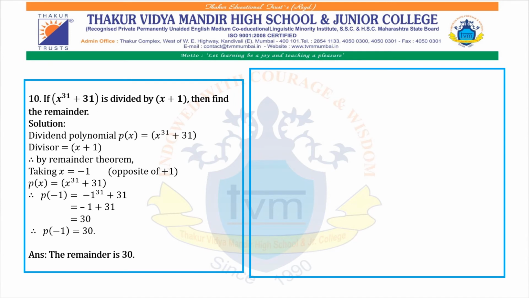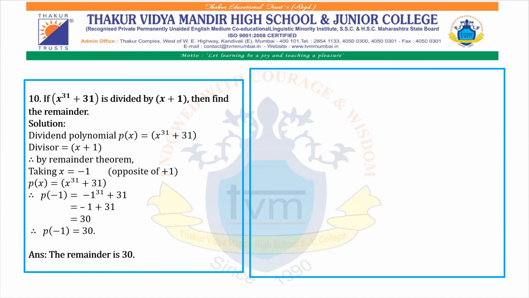Question 10. If x raised to 31 plus 31 is divided by x plus 1, then find the remainder. Solution. Dividend polynomial p of x is equal to x raised to 31 plus 31. Divisor is x plus 1. So by remainder theorem, we are going to take the opposite of 1, that is minus 1. So x is equal to minus 1.